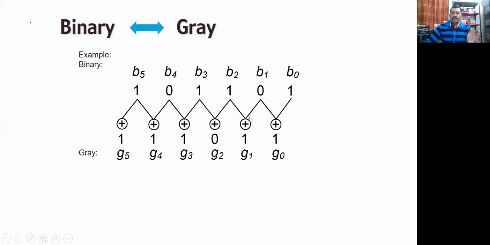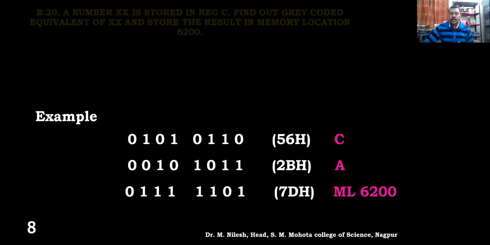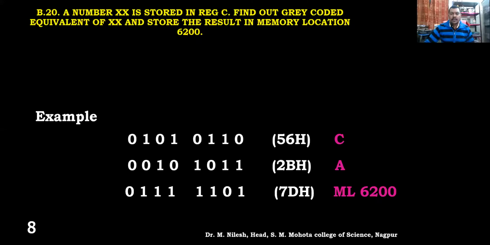Again, 1 plus 0 is 1, and 0 plus 1 is again 1. So the lower one denotes the gray number of that. What we have done is we have shifted it to the right, and then added, excluding the carry. This is what we are expecting to do. This is the program which we need to write.